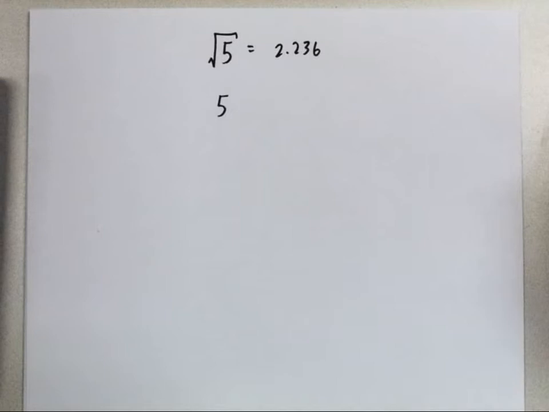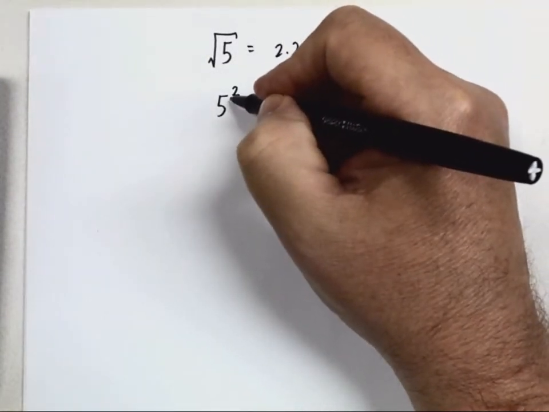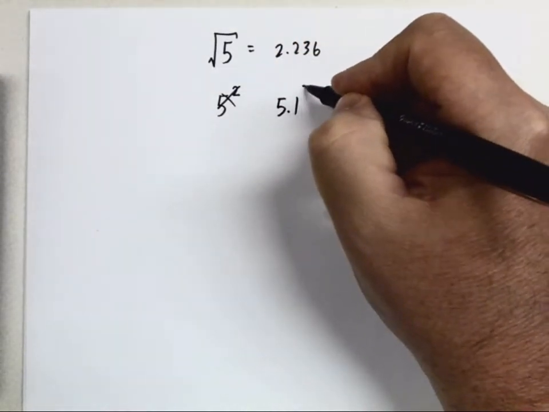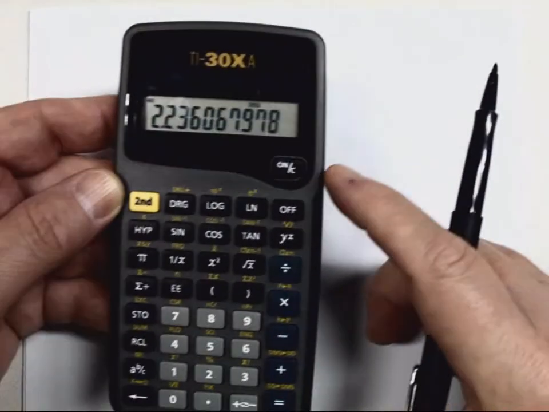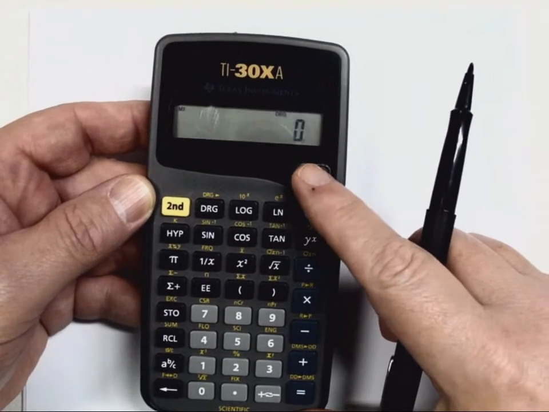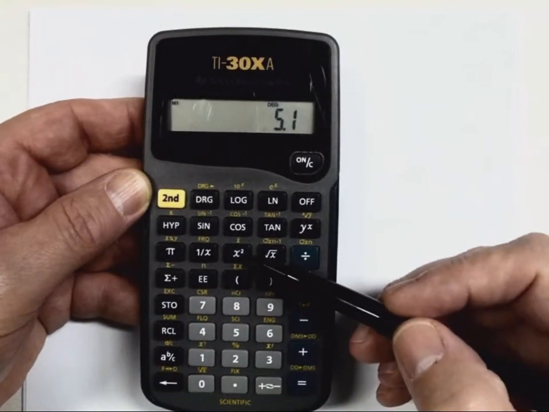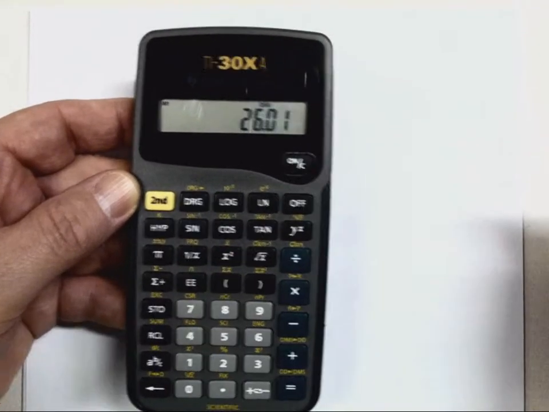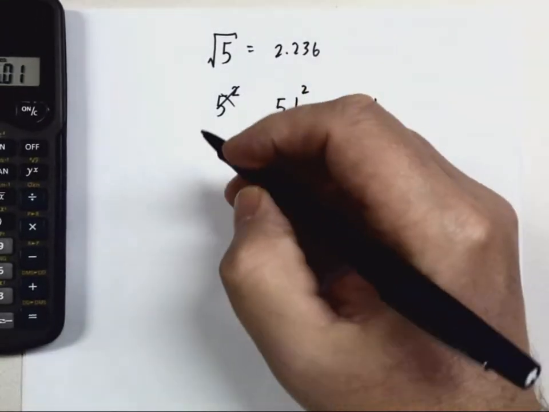Sometimes I can take a number like this, 5, and I can square it. Although actually let's make it a little bit more interesting. How about 5.1 squared? Probably can't do that in your head. So you're taking a number and you're squaring it. Once again, if I wanted to figure out what that was, I would grab my calculator, 5.1, and here, the little button, x squared, 26.01.